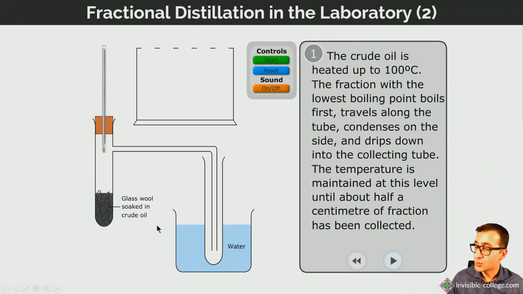So you start with glass wool soaked in crude oil inside a boiling tube. The boiling tube has a thermometer attached near the end of it, which will monitor the temperature of the vapors which are coming off this as we're about to heat it. Now what you also have is a delivery tube leading from the boiling tube, which goes into a cooled boiling tube, which is in a cooled water bath. So let's take a look at how this works.